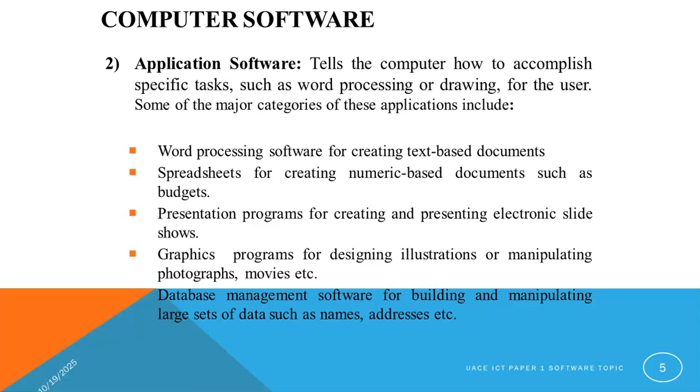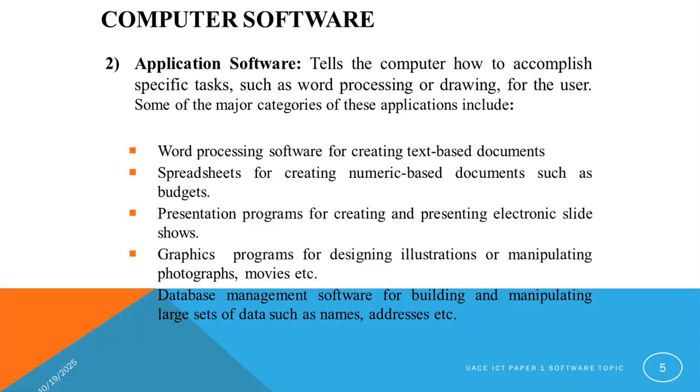Then we have another type, the application software. The system software helps the hardware function efficiently. It deals with the hardware. But the application software meets the end user's need. It will tell the computer how to accomplish a certain task based on what a user has instructed. For example, a user may want to type a word. We use an application software called word processing software.